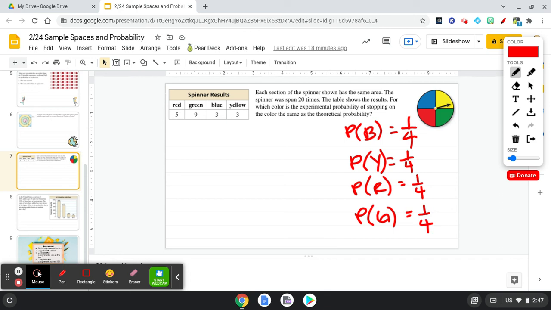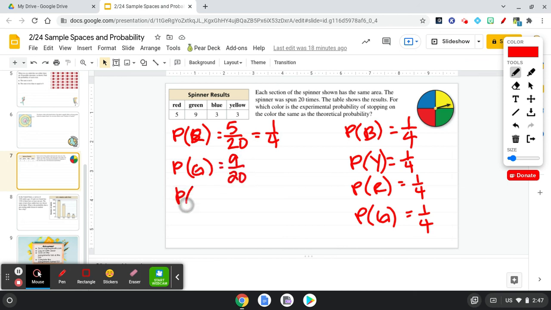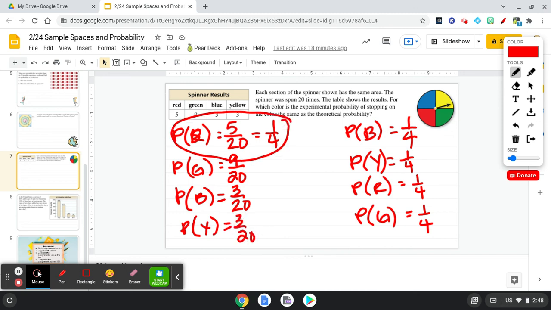So when we look over here, our experimental probability of red was 5 out of 20, and that was 1/4, just as it should be. The probability of green was 9 out of 20. The probability of blue was 3 out of 20, and the probability of yellow was also 3 out of 20. So our answer is red. Red is the only one that did exactly what our theoretical probability said that it should do.